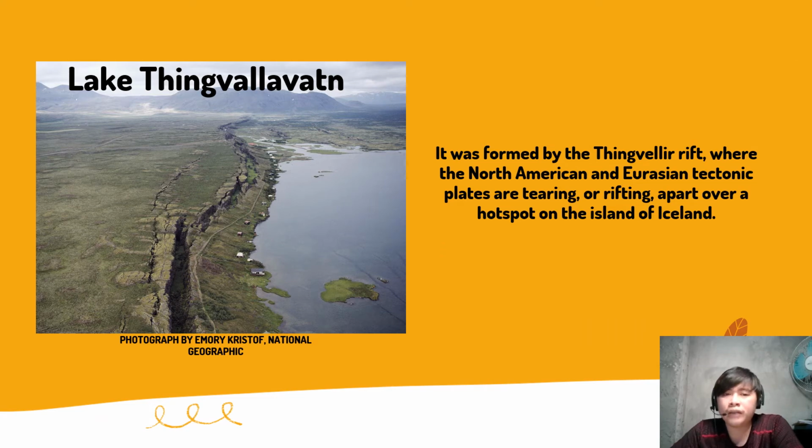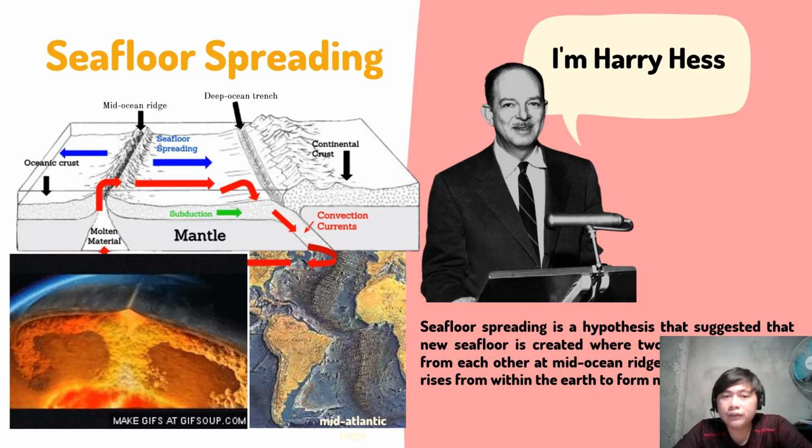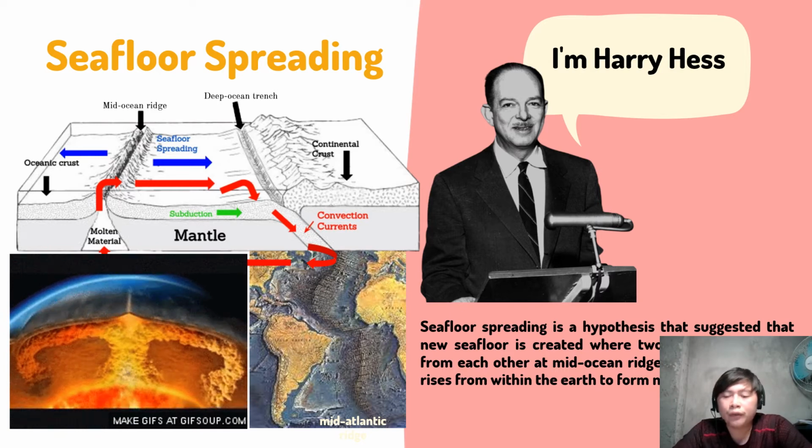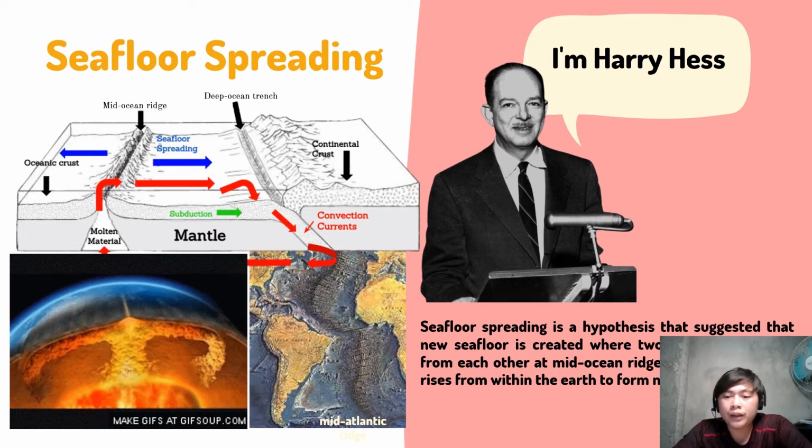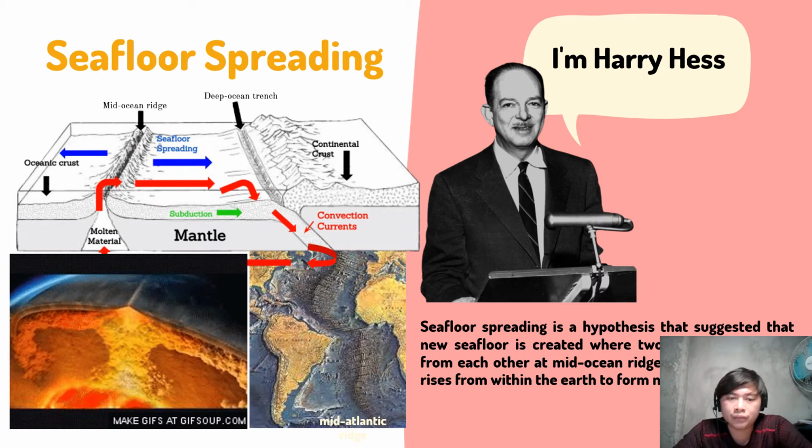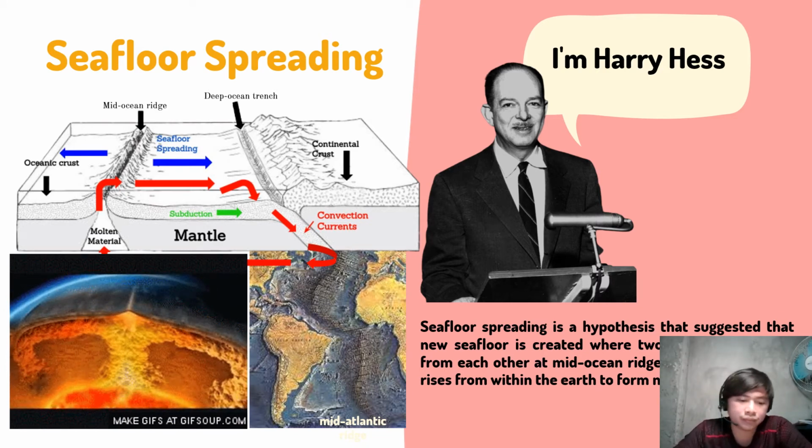An example of a divergent boundary is Lake Thingvallavatn. It was formed by the Thingvellir Rift, where the North American and Eurasian tectonic plates are tearing or rifting apart over a hotspot on the island of Iceland. We have learned that seafloor spreading is a formation out of a two-plate movement that move apart from each other, or the divergent boundaries.